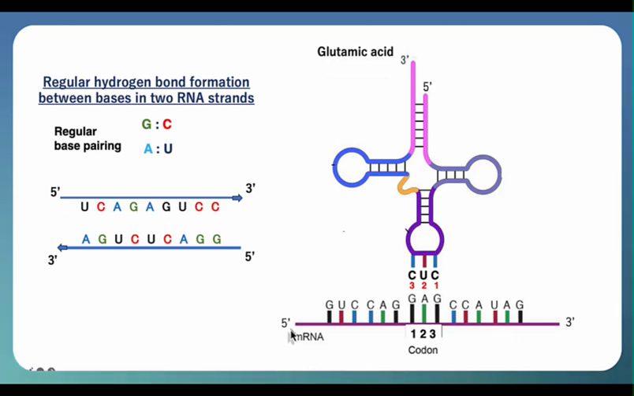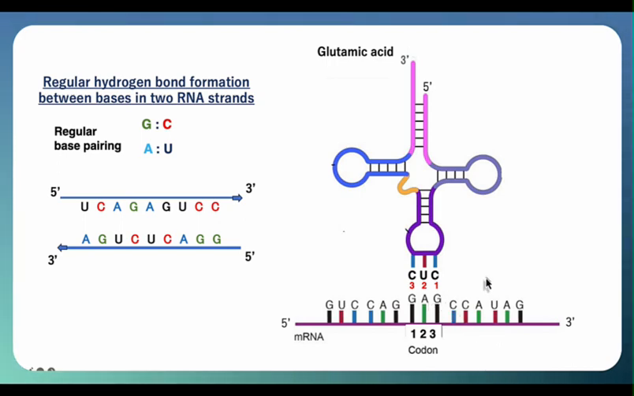This is an illustration of a transfer RNA charged with glutamic acid forming stable hydrogen bonds with the codon GAG. Here is the messenger RNA, with the 5' end on this side and the 3' end on the other side. For nucleic acids, the convention is to number the sequence from the 5' end to the 3' end. So, for the GAG codon, the first base is G, the second is A, and the third is G.